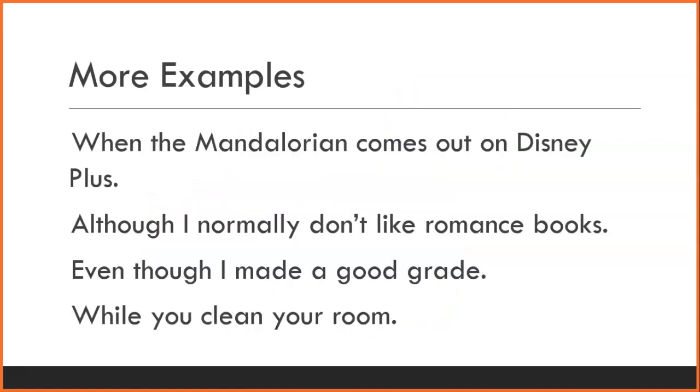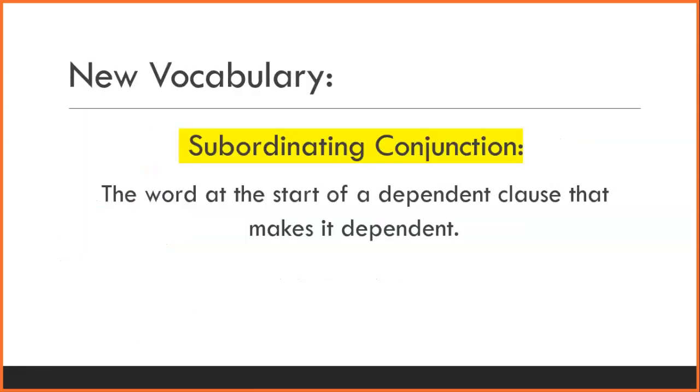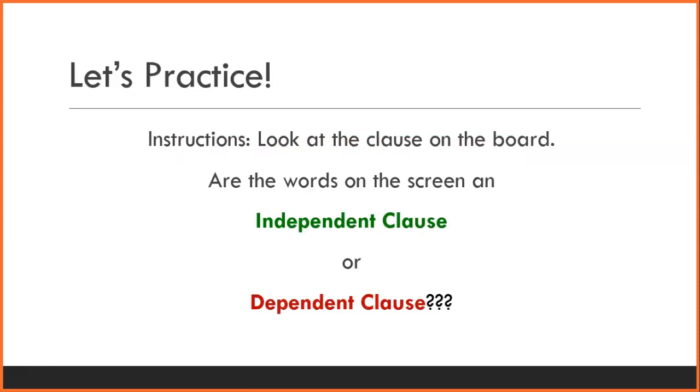Here are some more examples. When The Mandalorian comes out on Disney Plus, although I normally don't like romance books, even though I made a good grade, while you clean your room. Here's some new vocabulary for you. Subordinating conjunction, which sounds like fancy teacher speak. But a subordinating conjunction is just the word at the start of the dependent clause that makes it dependent. So let's practice. Look at the clause on the board.